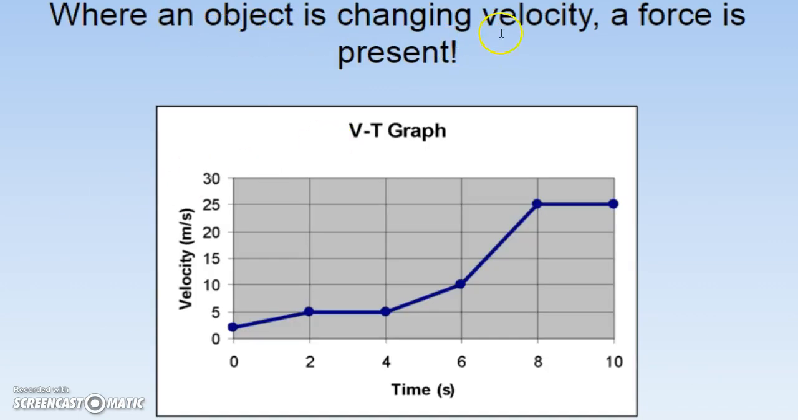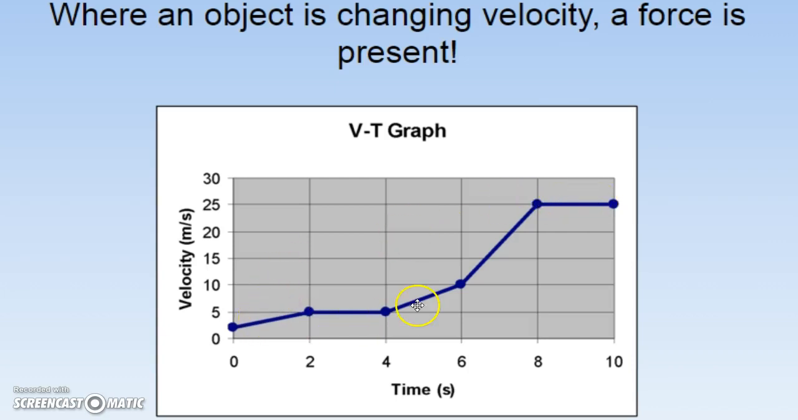Where an object is changing velocity, a force is present. Notice location A has a slope on a velocity-time graph. It is accelerating, therefore a net force is present at location A. But location B has no slope on a velocity-time graph, so no force is present. In location C, there's a slope. Therefore, a positive slope, there is a force acting in the direction the object is traveling. Notice location D, there's a positive slope. In this case, a force is present. And then location E, there is no force present.